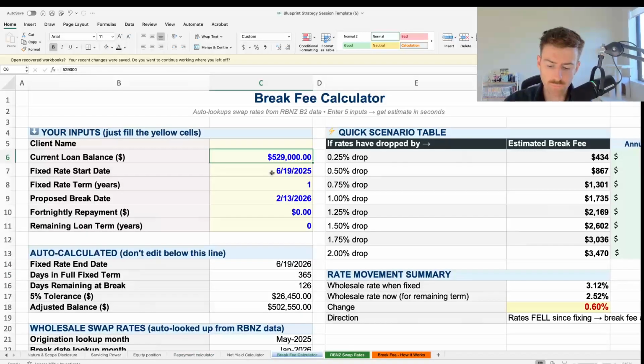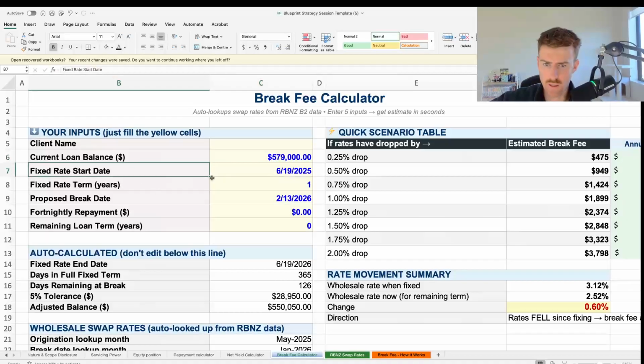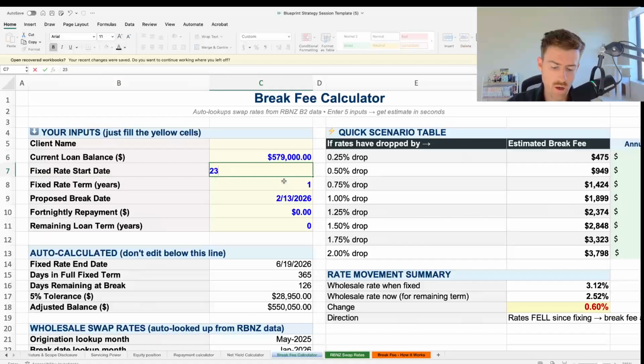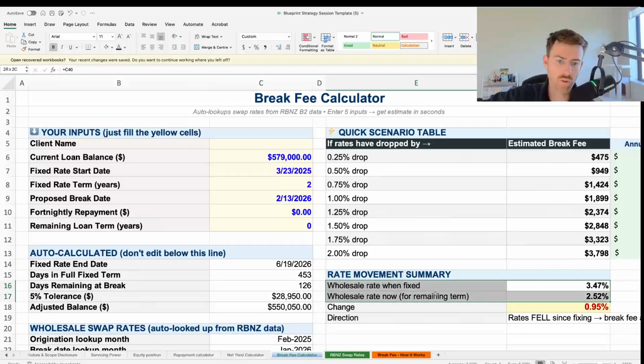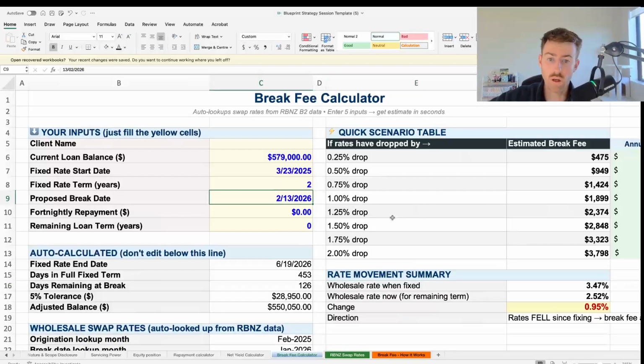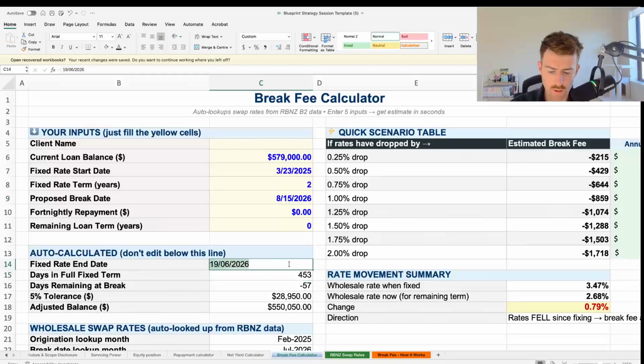So if we go into this and I say their loan is 579, and the fixed rate date, they fixed on the 23rd of the 3rd, 2025, they fixed for 2 years. It's going to pre-populate what the wholesale rate was when my client fixed on that specific date. If I'm proposing, say, we're going to do this now and go through with this, I'm probably going to say the date for this would be, let's say, the 15th of August, 2026, and the fixed rate end date is the 23rd of the 3rd, 2027.